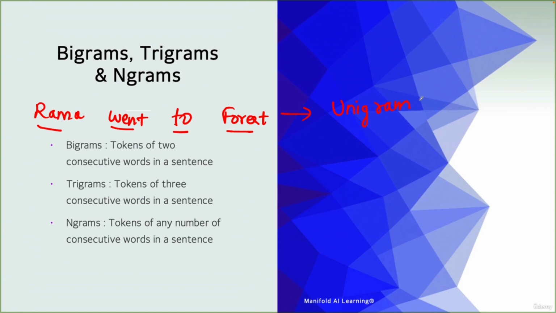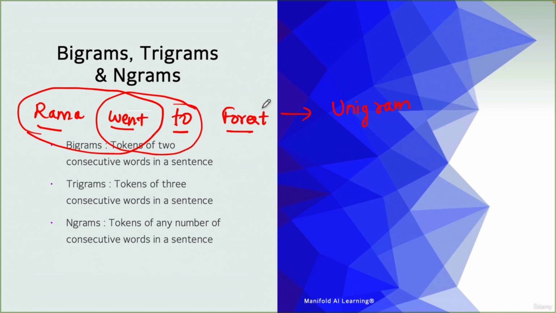Now in case of bigram, what we do is group two tokens together on the basis of order. So Rama and went will be one bigram, went and to will be another bigram, to forest will be another bigram. Now as you can clearly observe, by generating the bigrams, I'm able to capture the information in a much better way. Instead of using individual tokens, I'm using two tokens. So I'm saying Rama went, went to, to forest.